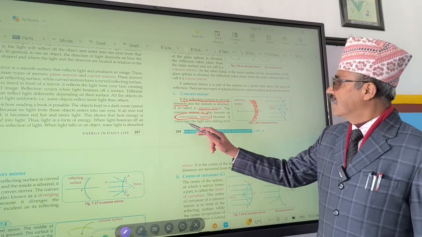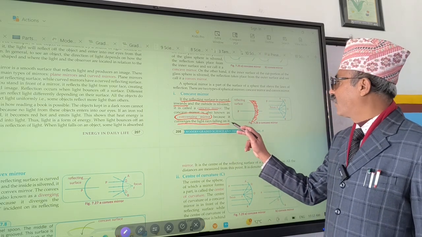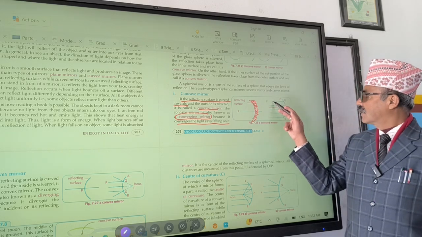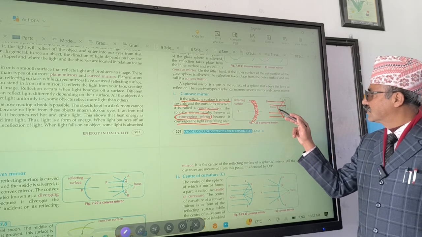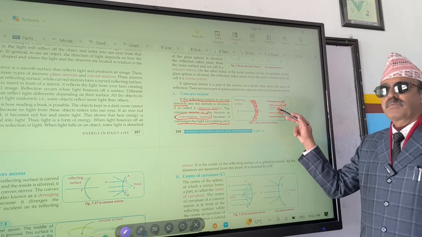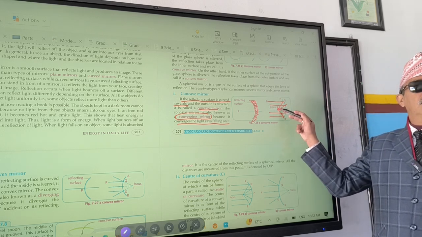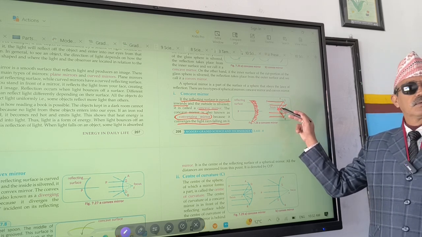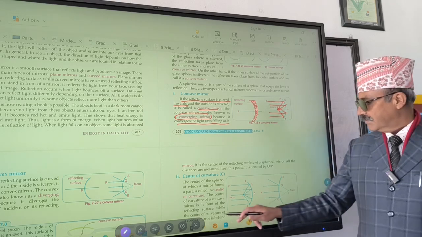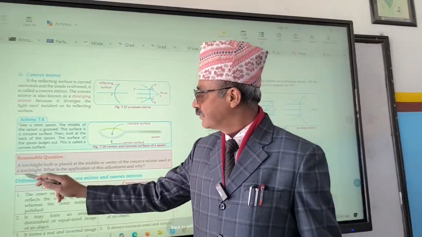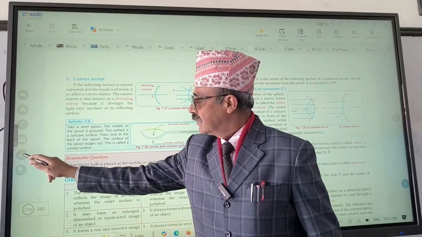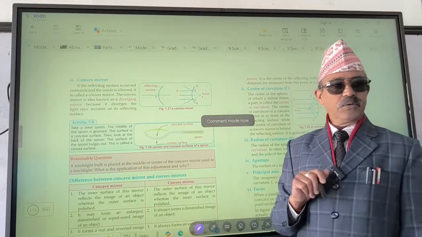Why? It converges the light rays falling on it. See, the rays are falling on it, they are reflected and they are meeting at a point. That's why it is called converging mirror. Okay, converging mirror. What is the next mirror? Convex mirror. How do you define convex mirror?